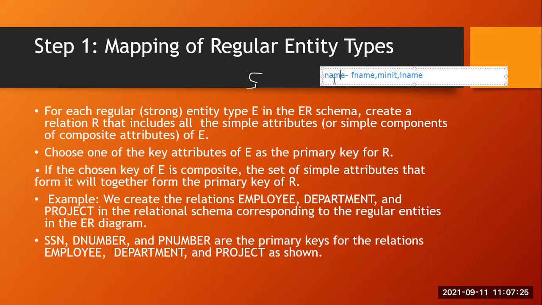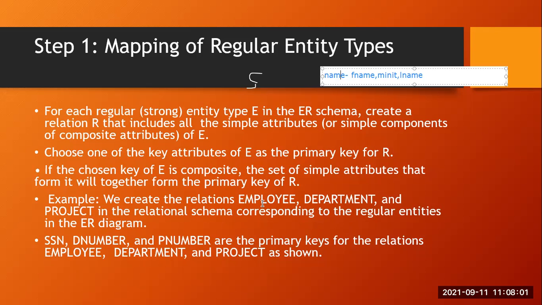Coming to our example, we create the relations employee, department, and project in the relation schema corresponding to the regular entities in the ER diagram here. From that ER diagram, we are supposed to identify which are the regular entities or strong entities. Your first step specifies that a strong entity means one which has a primary key. So three tables are created: employee table, department table, and project table in the relational schema corresponding to the regular entities in the ER diagram.